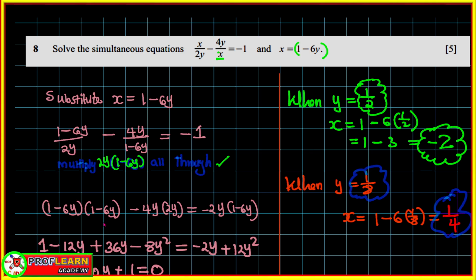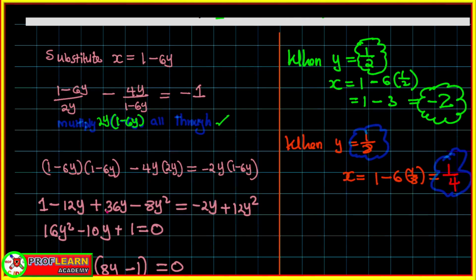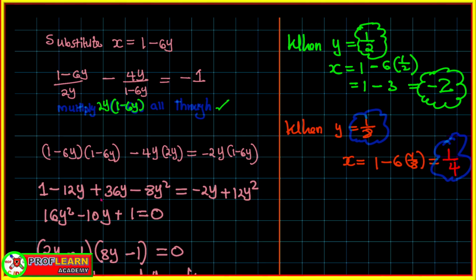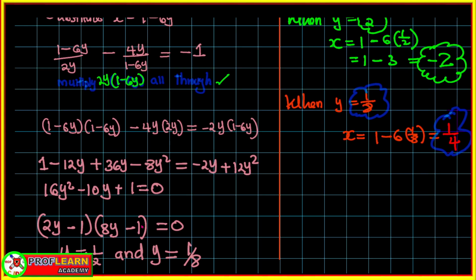And expanding, you have to be very careful when it comes to expansion and removing the bracket here. Be careful with the sign so that you don't end up making an arithmetic mistake in the process. Then now we have 16y squared minus 10y, an expression that is going to originate from here after removing the fractions. And if you factorize this, it's going to turn out to be (2y minus 1)(8y minus 1) equals 0.